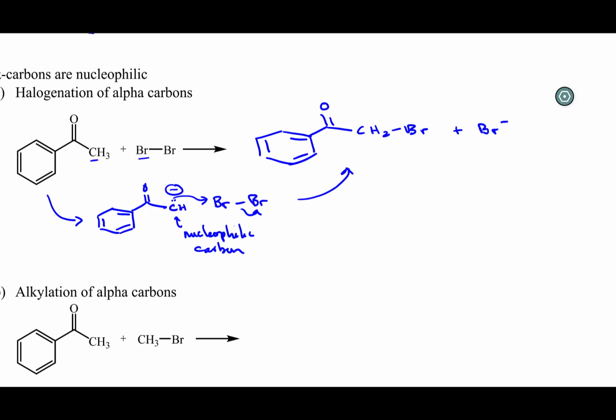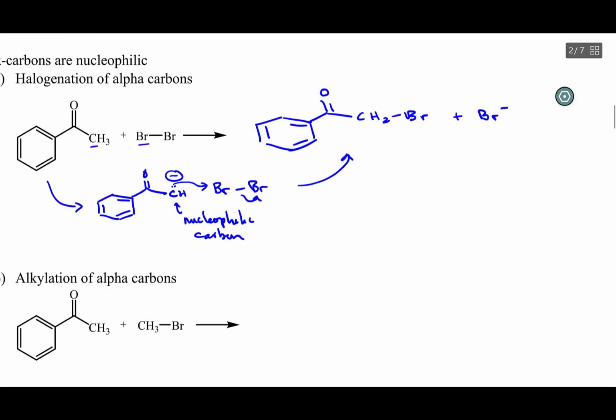Now, it could also happen under acidic conditions. I'm not going to talk about all the different instances, but I just want you to get the idea of the kinds of things that can happen. And the reason they're happening is this carbon is nucleophilic. The alpha carbon is a nucleophilic carbon. And basically, if you're looking at the product, I've done a substitution of a halogen for a hydrogen.